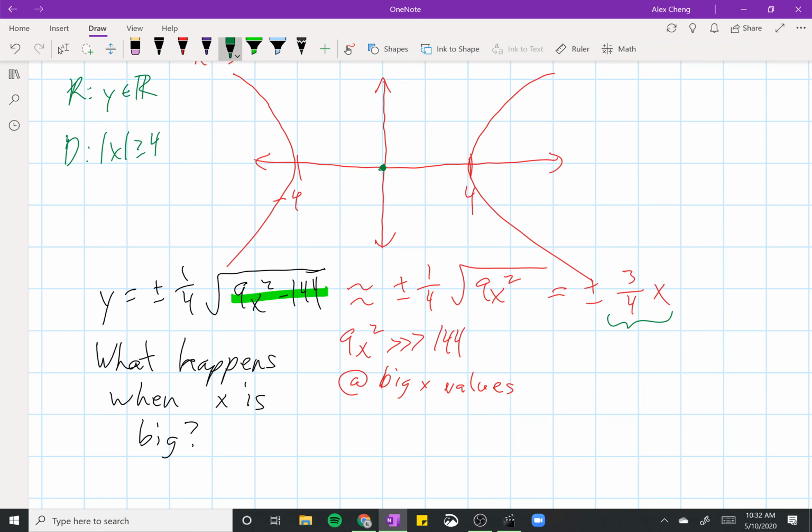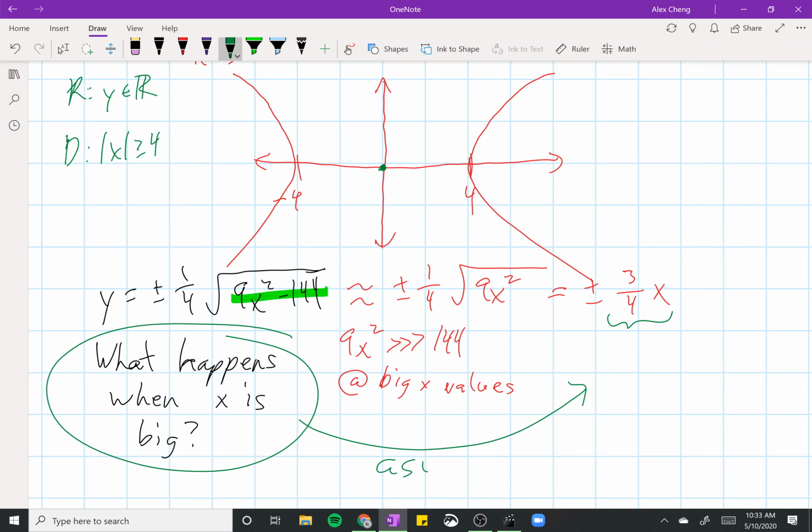Well, it's the asymptotes, because this whole question tells you to find asymptotes. And this graph right here, y equals 3/4 x, that's a line. And y equals negative 3/4 x is a line. So really, your asymptotes are y equals plus or minus 3/4 x.